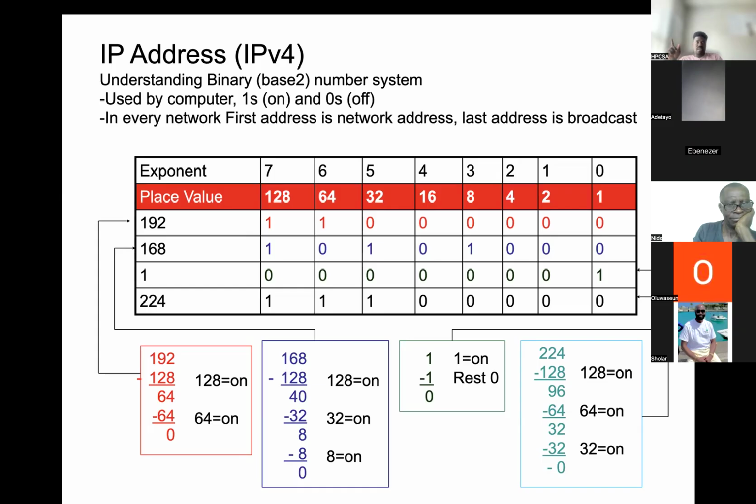In every network, the first address is the network address and the last address is the broadcast address. So if you have four octets, the first is the network address and the last is the broadcast address.